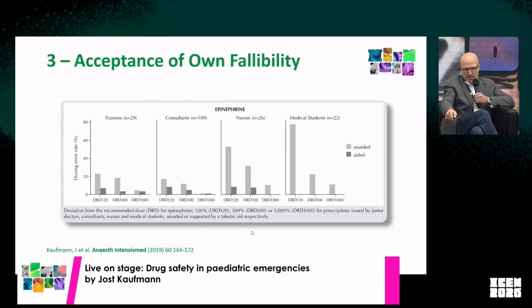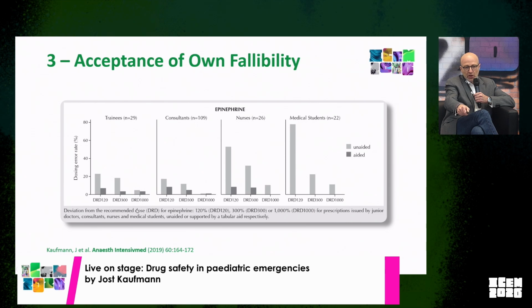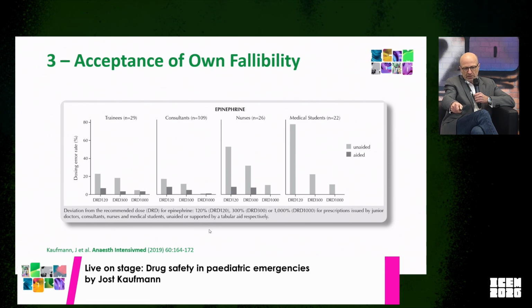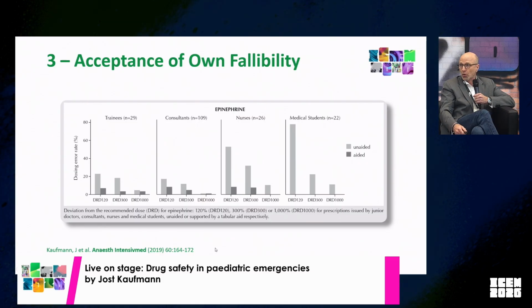The nurses decreased their error rates to a fifth or something. The trainees decreased it to a third, and the consultants, 2 of them killed the child by the tenfold error and repeated it, although the life-saving number was in front of their nose.